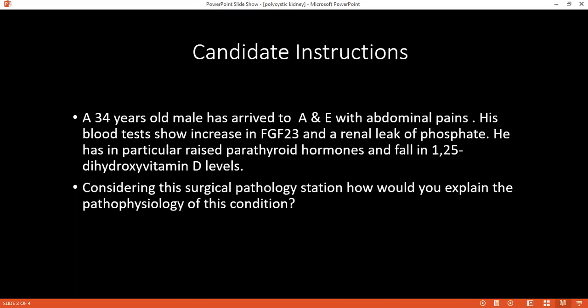Can you name a few other organs in which there is formation of cysts as well? Can you name a few other conditions or organs in which you can also see cyst formation? Yes, there can also be cyst formation in the liver, ovaries, pancreas, and spleen.